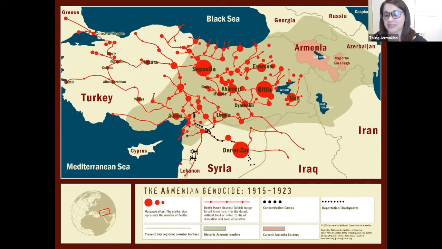And they ended up in a desert. What is the point of that? Obviously, there is one outcome of this movement: to rid this region of the Armenian population, which is a goal of genocide within itself.